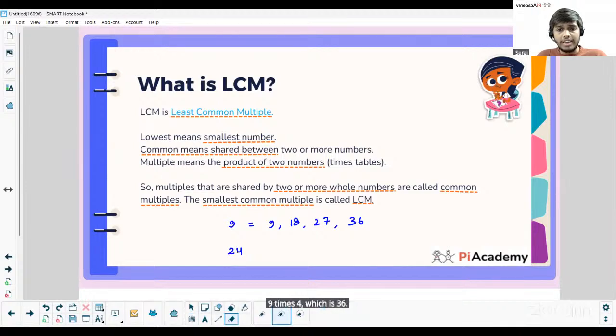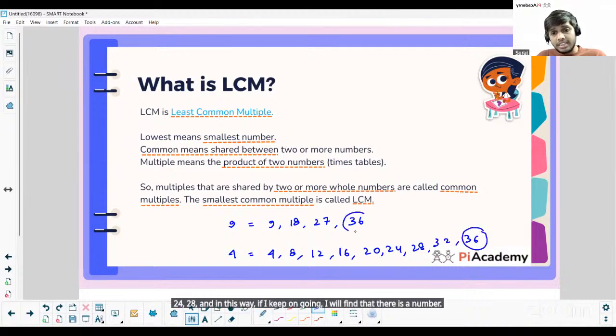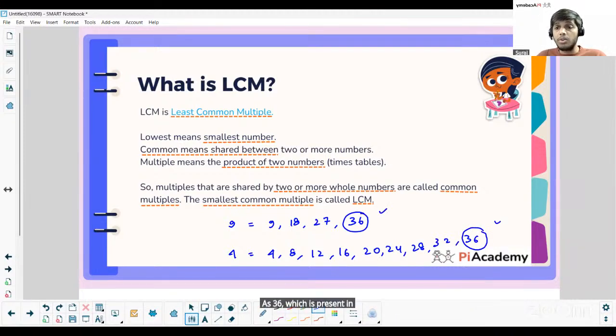And maybe we can take the other number as 4. So 4 will have the multiples 4, 8, 12, 16, 20, 24, 28. And in this way, if I keep on going, I will find that there is a number, 36, which is present in both the 9 and 4 multiples. And this becomes your lowest common multiple as well. This is how we generally figure out the LCM for any two numbers.